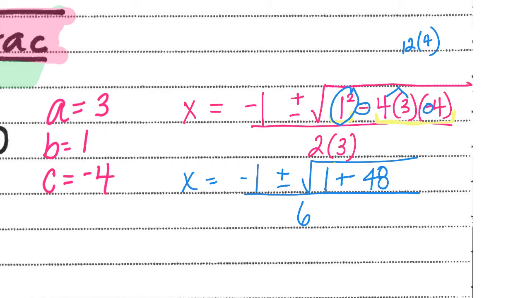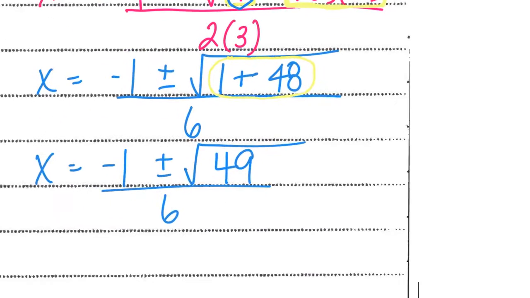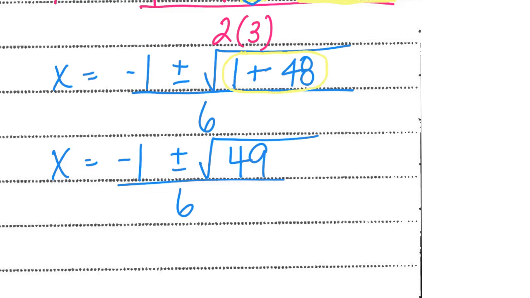And a lot of you have probably already added 1 plus 48. So you saw that we have x is equal to opposite b plus or minus the square root of 49 all over 6. And you're like, wait, hey, I know the square root of 49. Yeah, you do. Your mean math teacher made you memorize it. So you have -1 plus or minus 7 over 6.